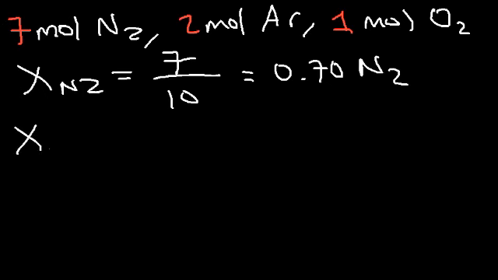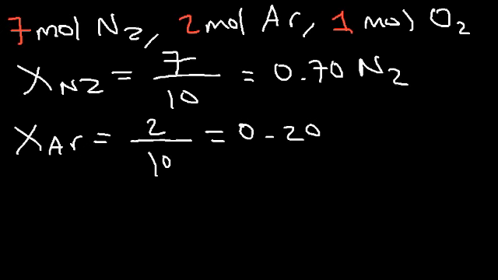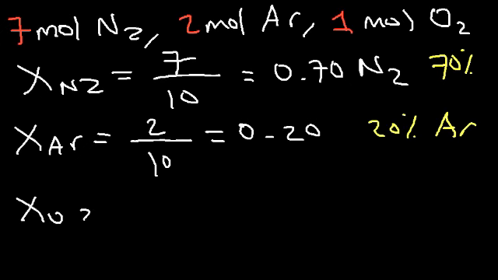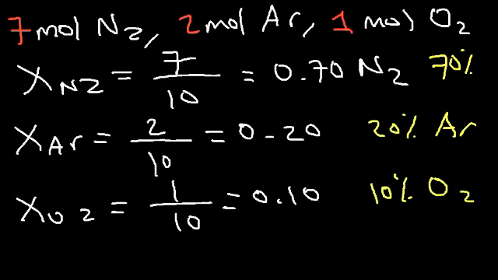And the mole fraction of argon, there's 2 moles of argon out of a total of 10, so that's equal to 0.2. And so what this means is that 20% of the molecules is argon. So if we had 1,000 molecules, we would have 700 molecules being nitrogen, 200 molecules would be argon. Now the mole fraction of O2 is 1 over 10, so basically 0.10 or 10%. So 10% of the molecules would be oxygen. So out of 1,000 molecules, 100 of those molecules is therefore oxygen gas.